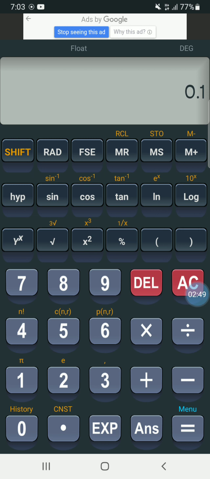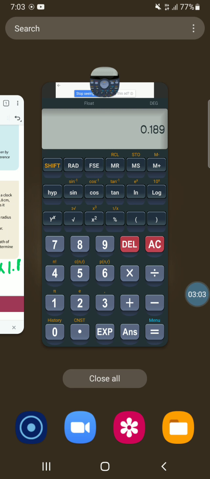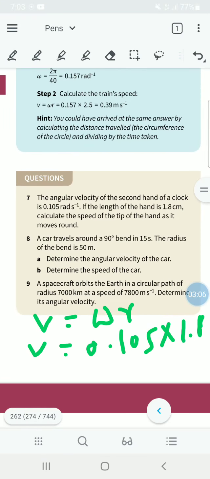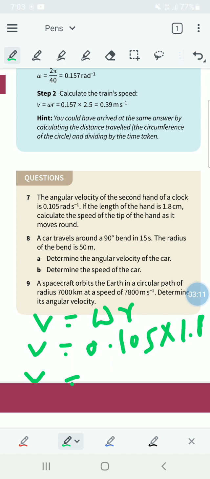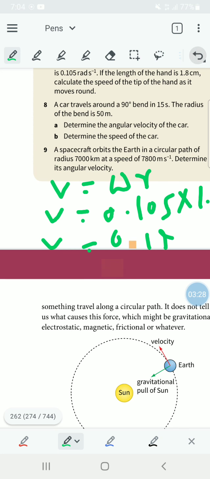0.105 multiplied by 1.8, the length, is equal to 0.189 centimeters per second. You can round it off to 0.19, and then you will get the answer v equals 0.19. Then what are the units? Centimeters per second, cm s minus 1. All right, you understood that.